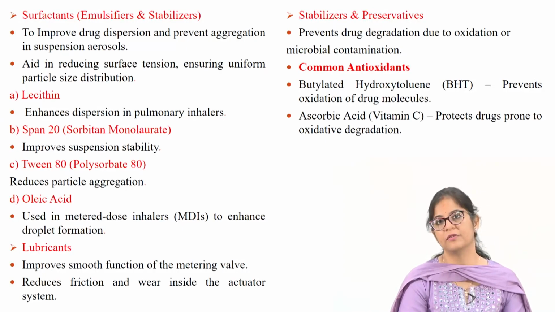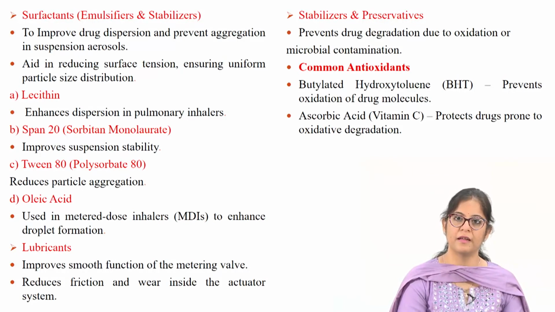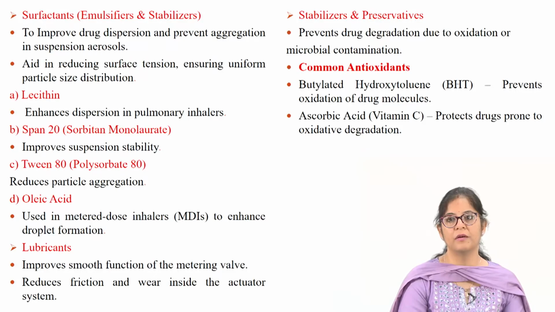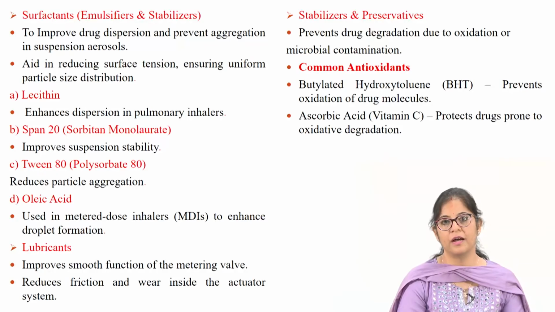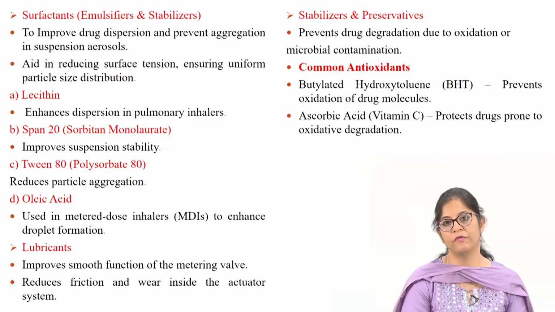They aid in reducing surface tension and ensuring uniform particle size distribution. Lecithin is an example which enhances dispersion in pulmonary inhalers. Span 20 improves suspension stability. Tween reduces particle aggregation. Oleic acid is used in metered dose inhalers to enhance droplet formation. Lubricants are also used to improve smooth function of the metering valve. It reduces friction and wear inside the actuator system.